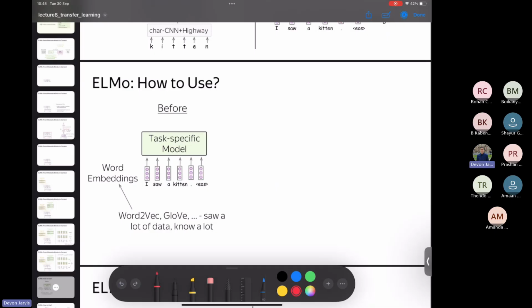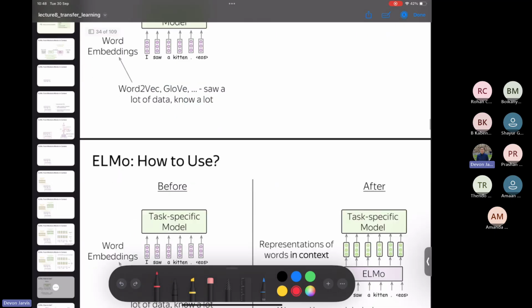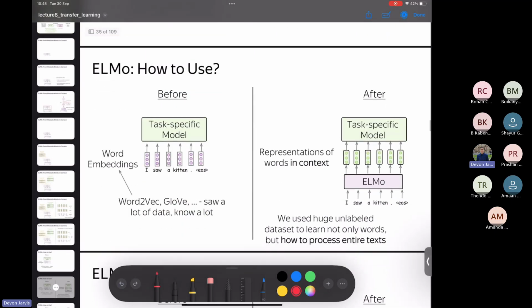All right, so let's put this back into context. That was the Elmo embedding model. In the past, we just used word2vec and GloVe and those sorts of things. But now we have Elmo. So you take in all the words, and Elmo is a learned way of representing these tokens, but with a much richer architecture than something like word2vec. We use a huge unlabeled data set to learn not only words, but how to use the entire text to come to a word embedding.